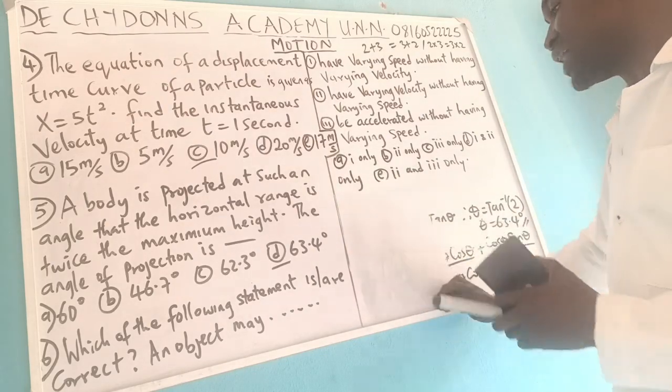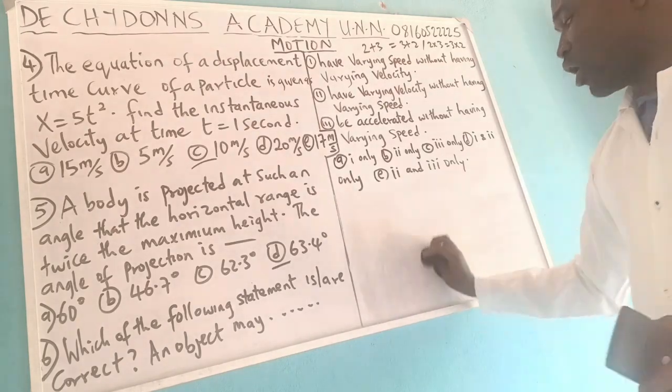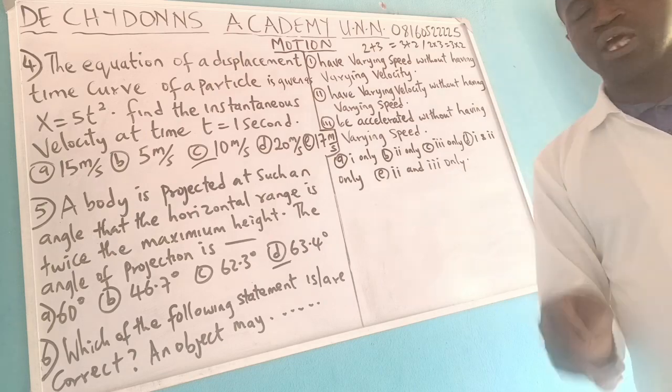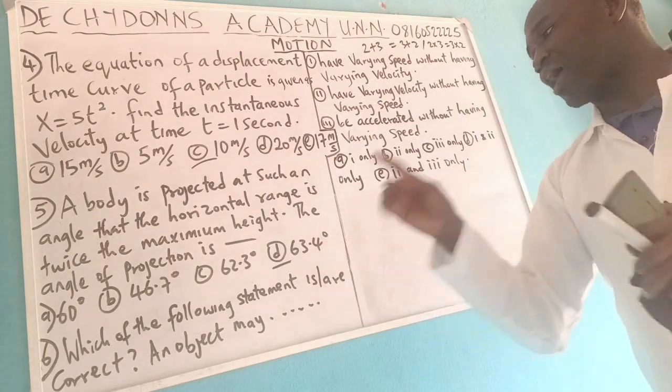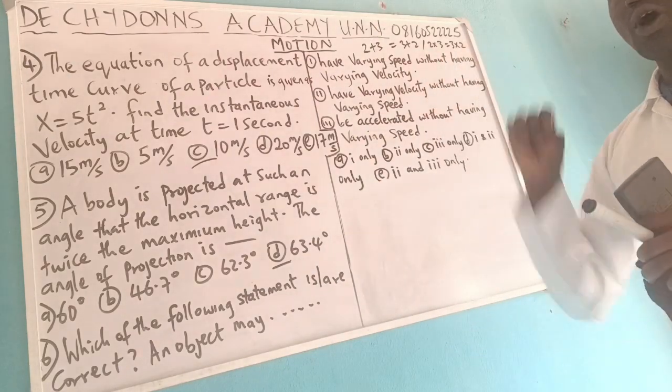Which of the following statements is or are correct? That tells you that on your JAMB day, you will notice that not all questions will be calculation. Some questions will be theory questions. Which of the following is or are correct? An object may I. Which of them is correct?